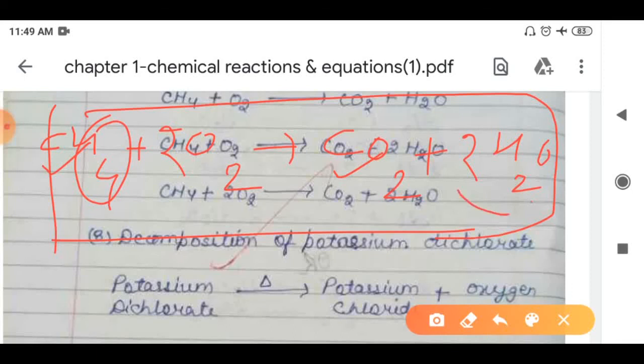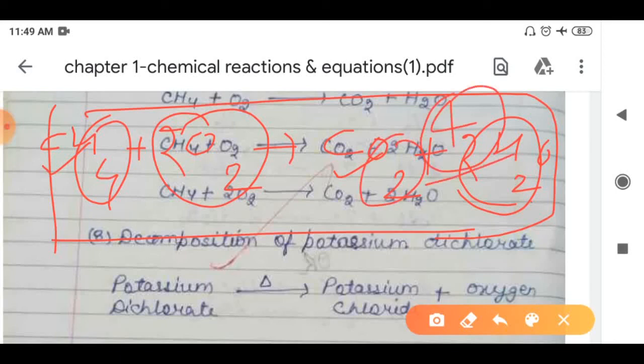2 into 2 that is 4 hydrogen atoms are present. 2 into 2 that is 4 oxygen atoms are present in the reactant side. So 2 plus 2 that is 4 oxygen atoms are present in the product side.